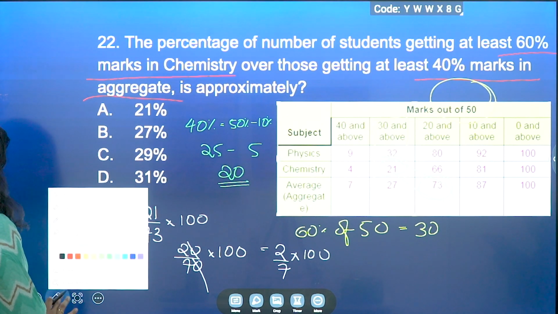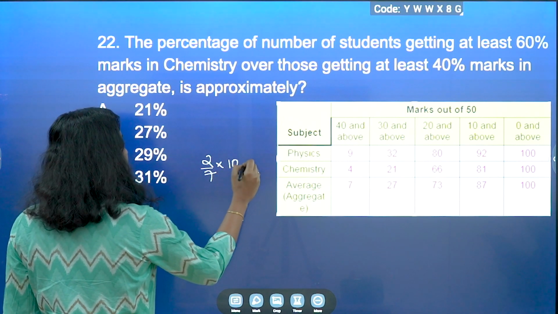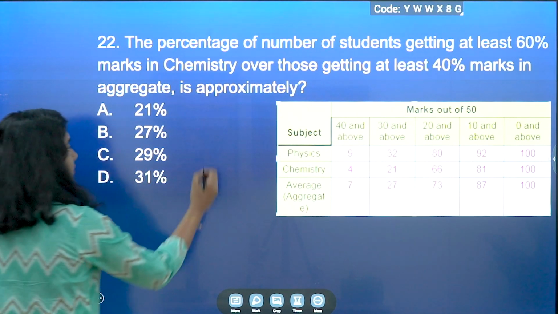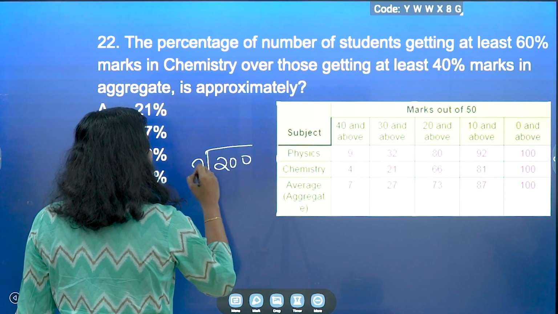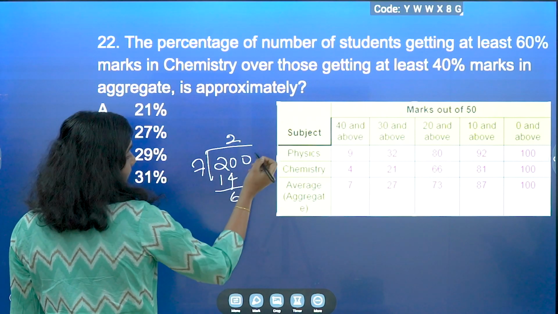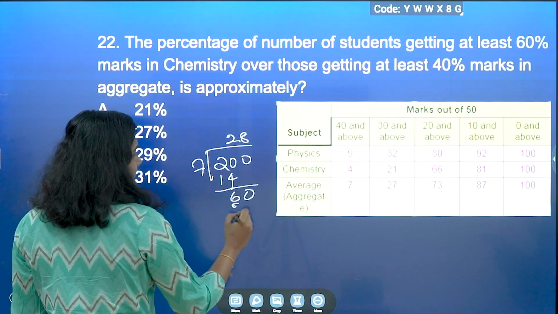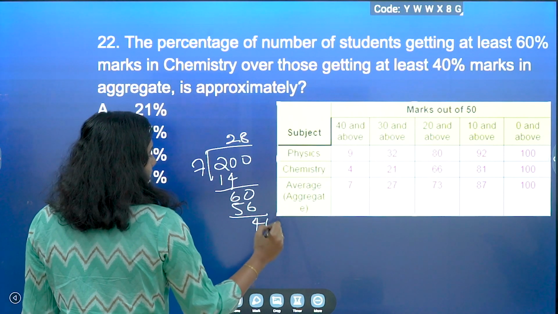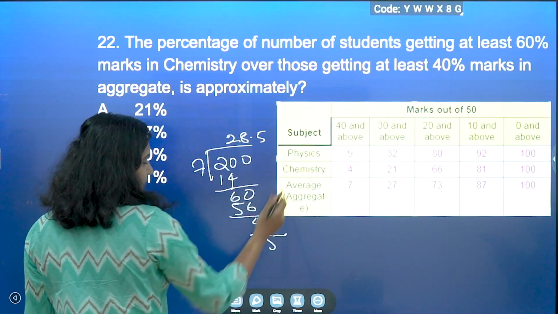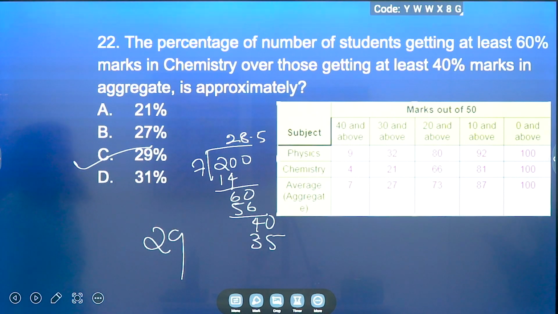So I am clearing the screen now. That means 2 by 7 into 100, you can write it as 200 by 7, right? So let's do it. In 20 you have 2 times 14, 6, 60, you will have 8 times, so 8 into 7 is 56. So again 4, in 40 you will have 5 times, 35. So it is 28.5. So when you round that, you will get 29, right? So your answer is 29. Option C is your answer.